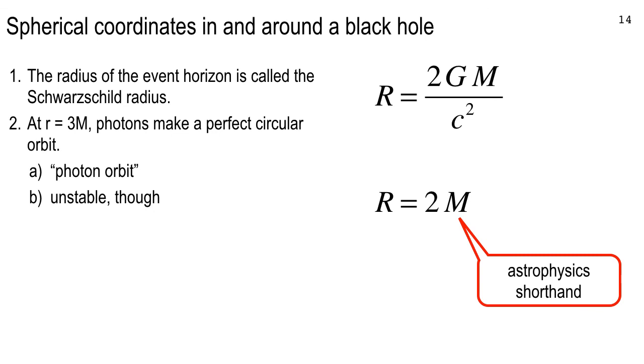Okay, the next interesting location is distance 3M. All right, so this is again using the astrophysics shorthand. 3M is known as the photon orbit. If you have a photon of light that's going perfectly sideways, not dipping in towards the black hole and not dipping away from the black hole, at that distance it'll continue in a perfect circle.